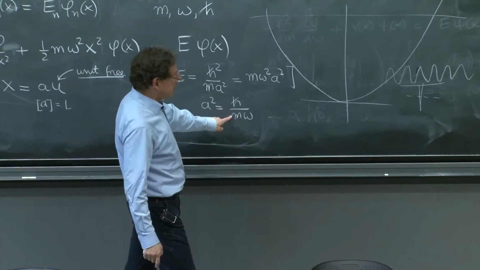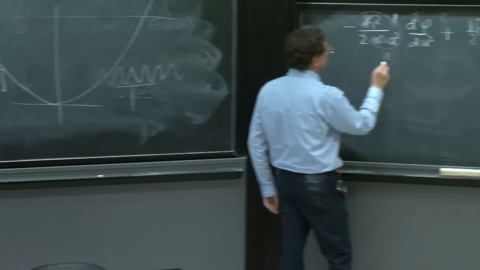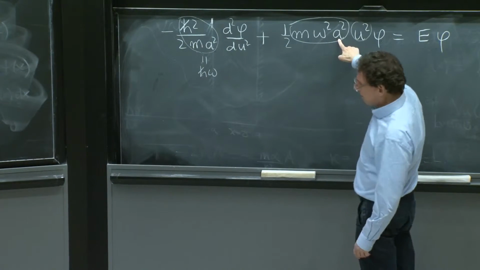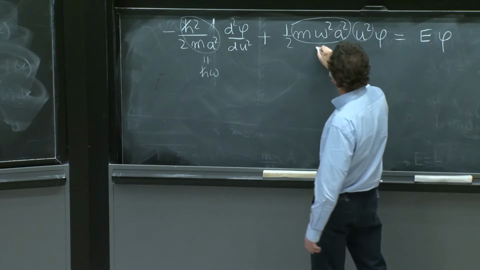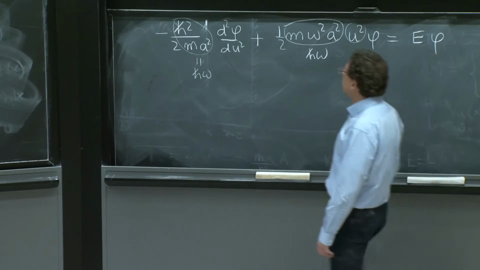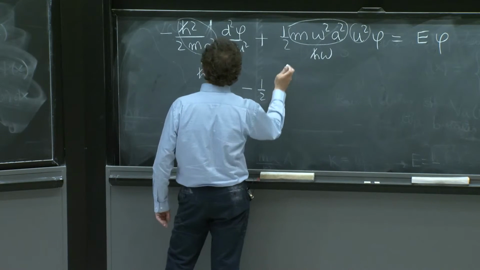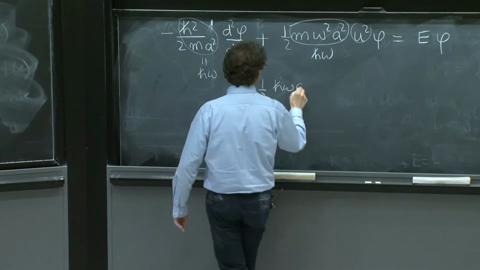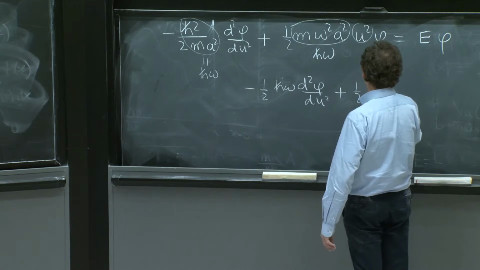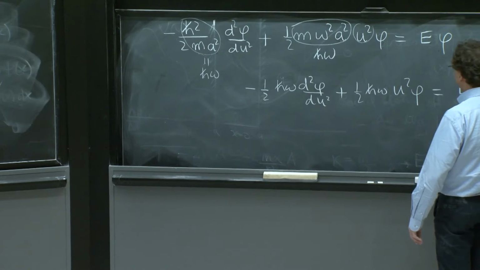And indeed, if you substitute a squared here, this whole number becomes h bar omega. And this number becomes h bar omega as well, which is very nice. So this whole equation has become minus 1/2 times h bar omega d second phi du squared plus 1/2 h bar omega u squared phi equal E phi.